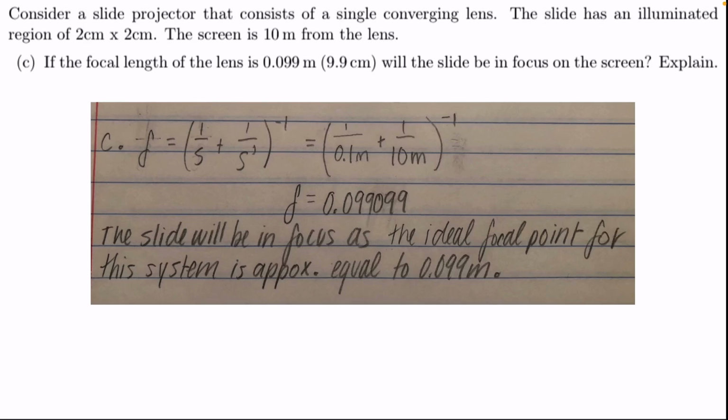Part C asks, if the focal length of the lens is 0.099 meters, will the slide be in focus on the screen? Explain. So you can solve for that ideal focal length and see how close it is to the focal length of the lens. Using our classic lens equation, rearranging it to solve for f, we get a focal length of approximately 0.099 meters, which is pretty much identical to the value they gave us for the focal length of the lens. So in this case the slide will be in focus.